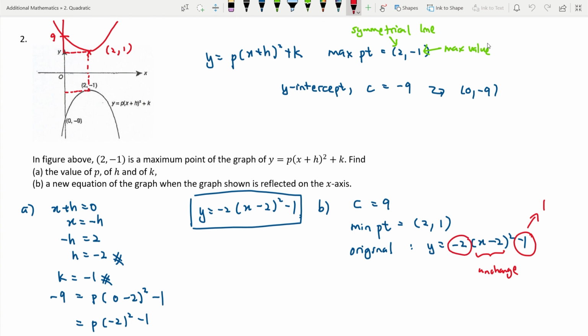As for the a value, the shape of the curve is unchanged, but it has become a smiling curve. Hence, our a value will become positive 2. Therefore, the new equation is y equals 2(x minus 2) square plus 1.